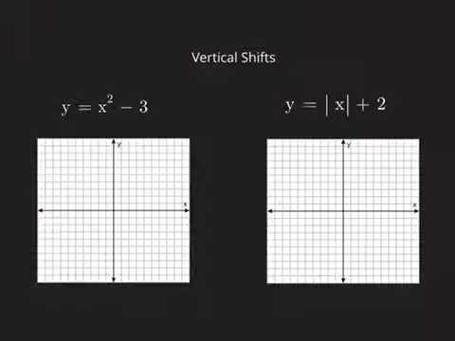Now we're going to take those graphs that we just looked at and apply some transformations to them. The first kind of transformation we're going to look at is a vertical shift. This means the graph is going to shift up or down. In this first one, we have y equals x squared minus 3. So our parent is y equals x squared.